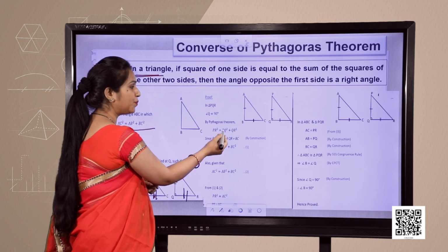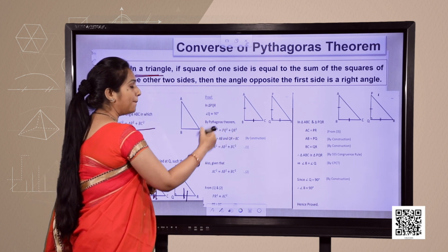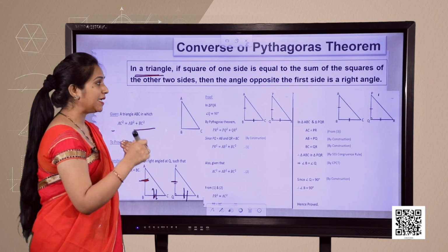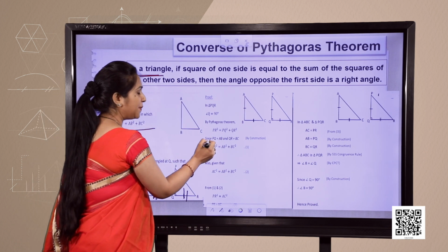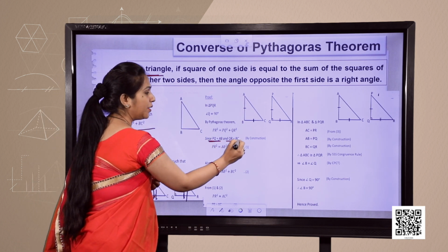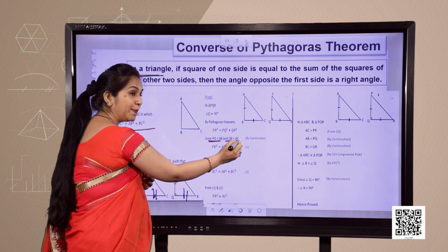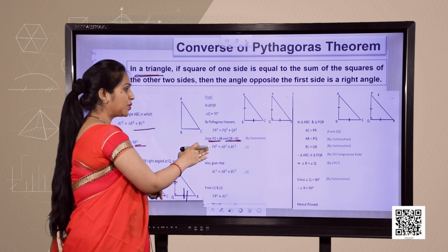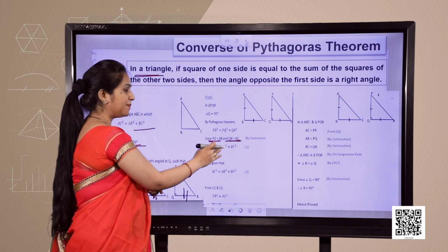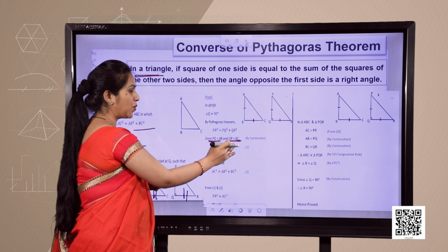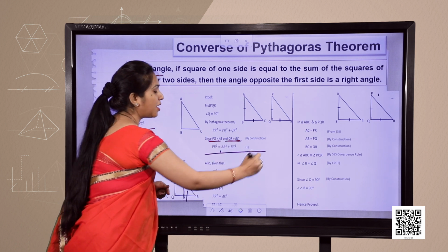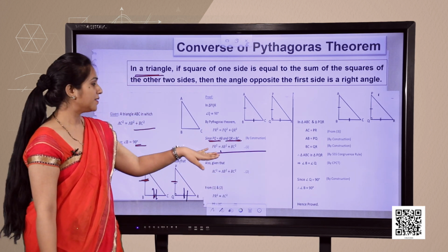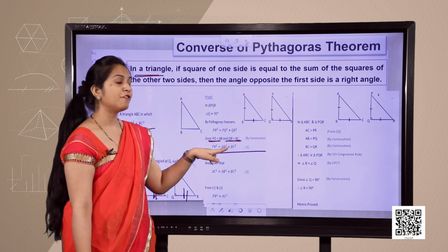PR square is equal to PQ square plus QR square. But because of construction, it is given to you that PQ is equal to AB and QR is equal to BC. So, now replace these two things in the given equation. You will get PR square. PQ we are going to replace by AB and QR by BC square. So this will be your equation number 1. Square of PR is equal to square of AB plus square of BC.